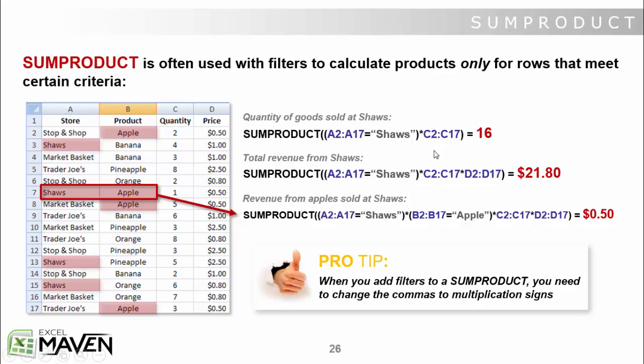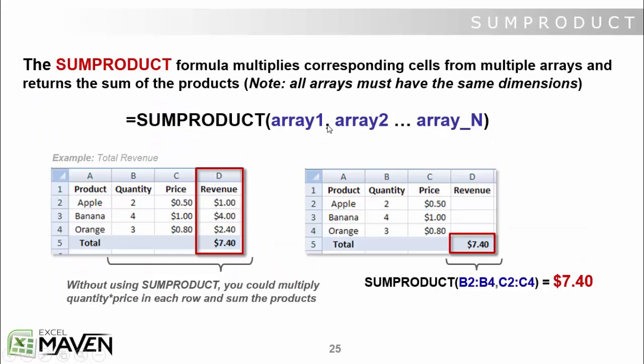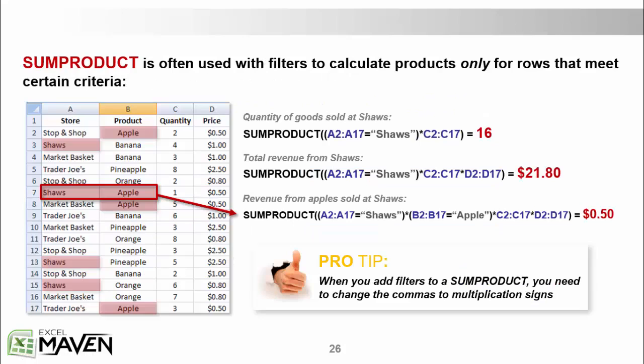The only difference, and this is a weird little nuance with Excel, is that if you don't have a filter, you separate your arrays with commas. If you do have a filter, you separate your arrays with multiplication signs. And you can add as many filters as you want here. In this last example, I'm taking a sum product only where column A equals SHAs and column B equals apple. And when those two are true, it's also multiplying columns C and D.